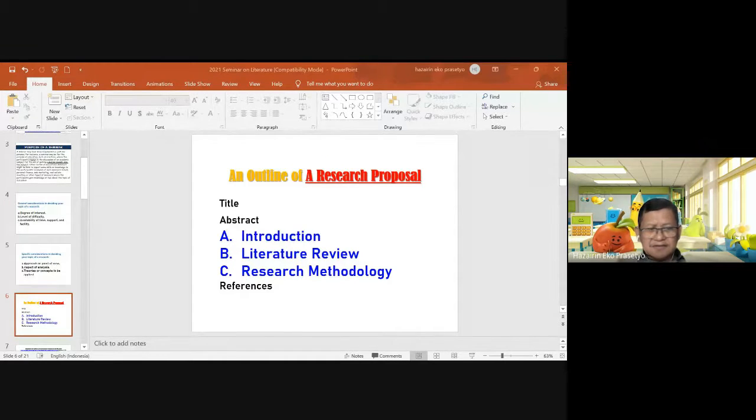How long should an abstract be? An abstract of a research proposal should be at maximum 150 words. No more than that. What is the minimum number of words in an abstract? At least 140. So between 140 and 150. That's the length of an abstract of a research proposal.